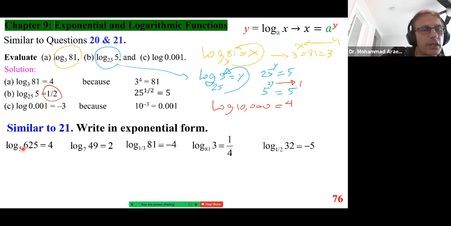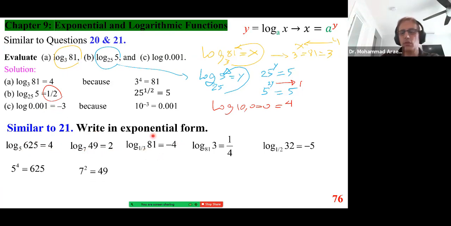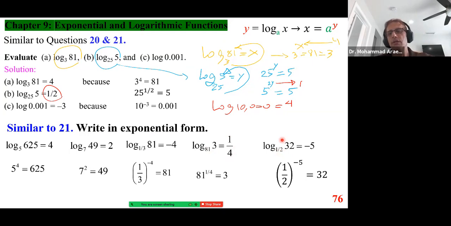Look at this arrow that I give you. 5 to the power of 4 is 625. 7 squared is 49. 1/3 to the power of -4 is 81. 81 to the power of 1/4 is 3. You can always check. 1/2 to the power of -5 is 32. If you practice with this, it really becomes easy.